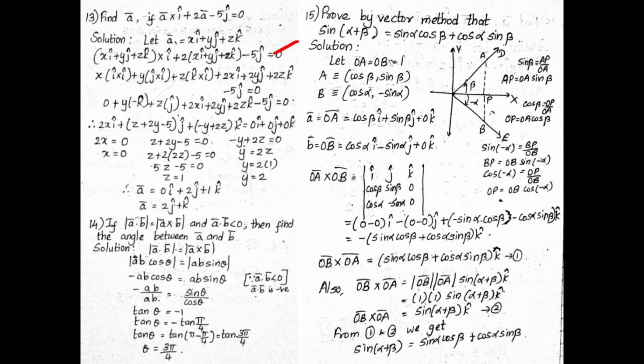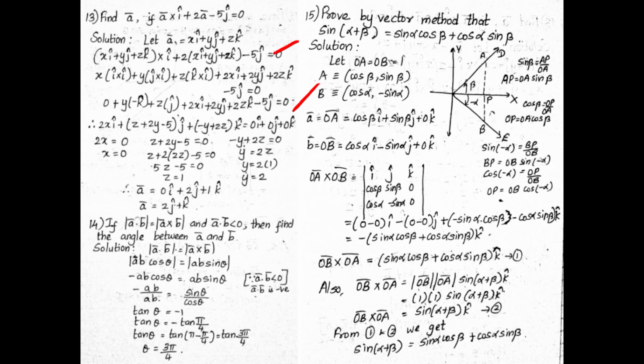Therefore, 0 + (-y k) + z j + 2xi + 2yj + 2zk - 5j is equal to 0. Therefore, 2x i + (z + 2y - 5) j + (-y + 2z) k is equal to 0i + 0j + 0k. Compare the left hand side with the right hand side.